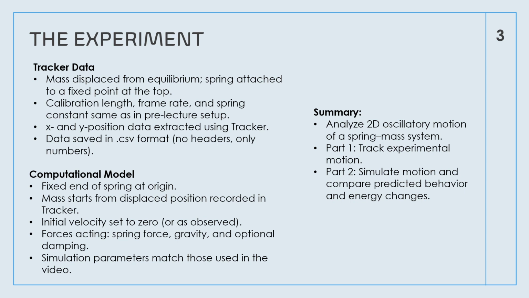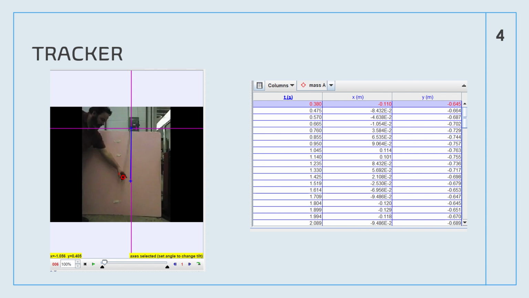Kind of a summary, we analyzed the 2D oscillatory motion of the spring mass system. In part 1, we did the Tracker with the actual video of the simulated motion, and then for part 2, we simulated it through GlowScript with code. So here's what the Tracker looked like. So this is the video along with the benchmark meter stick right here, and also some of the axes, and here's what the data look like from Tracker.